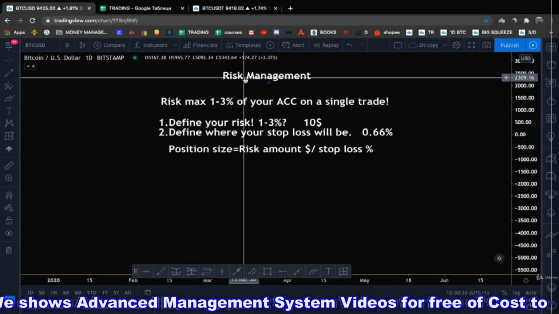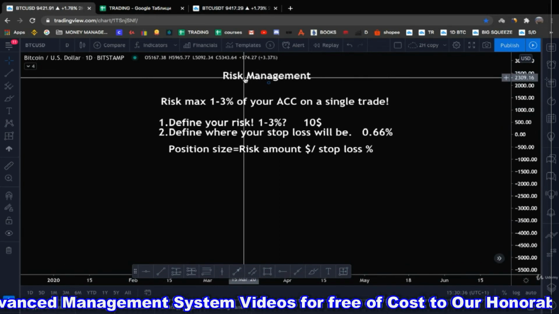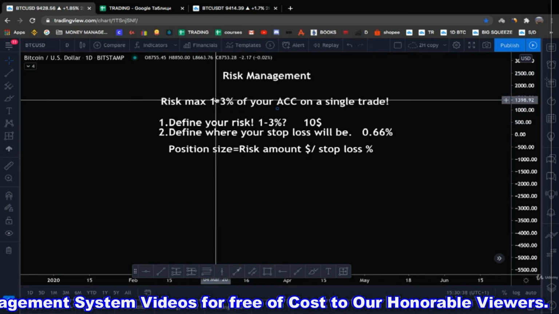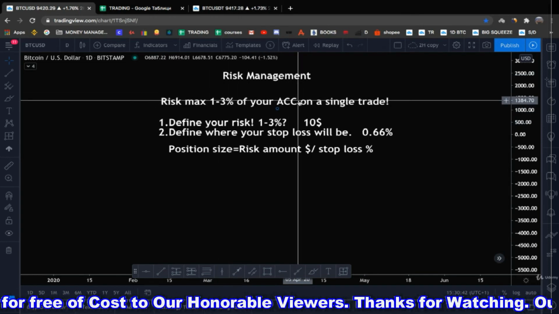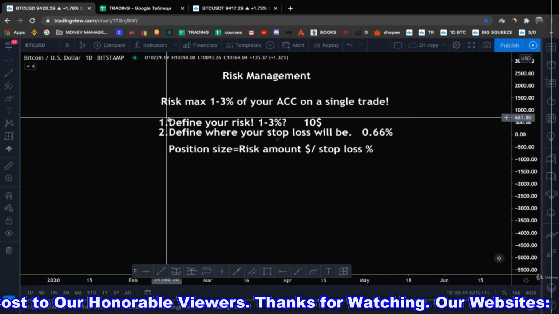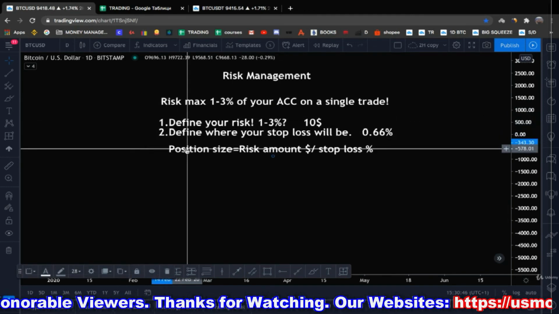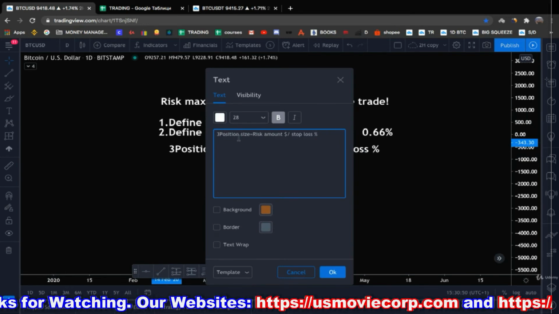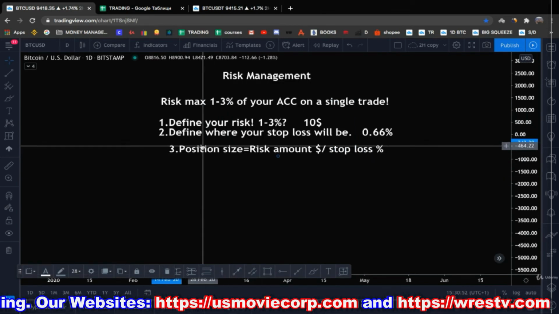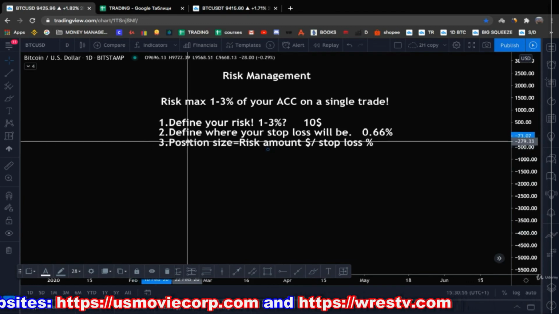To summarize, you need risk management, right? For the risk management, you have to decide how much you are going to risk, from 1 to 3% of your account on a single trade. There are two steps. Basically, it's three steps. The third step is where you calculate, but this step is going to be automatic in the spreadsheet that I'm going to give you.